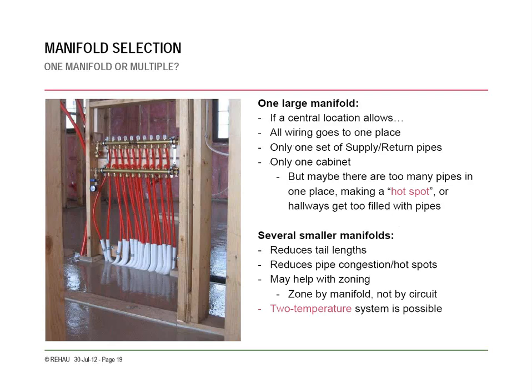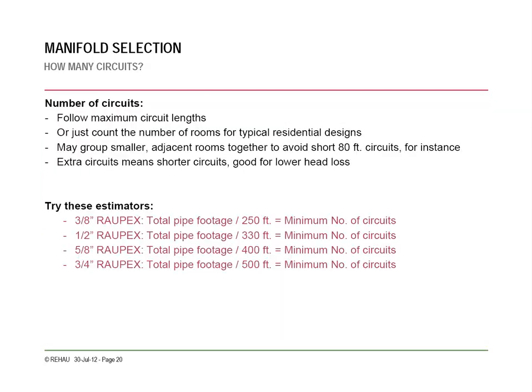Again, one large manifold versus several manifolds. A case can be made for either one, depending on how you're zoning and how the building's set up. How many circuits? This is going to be based on basically the pressure drop for each zone.